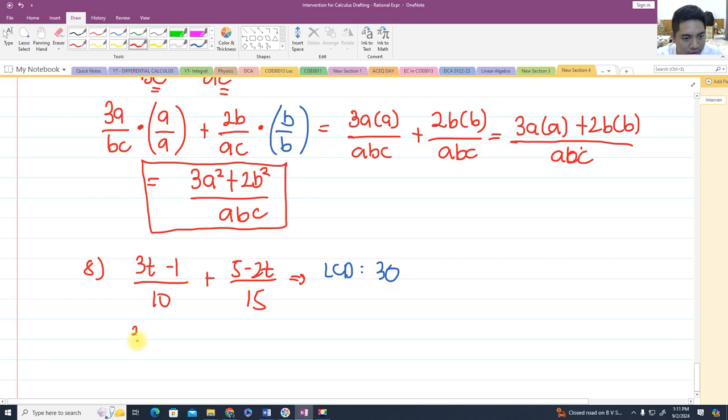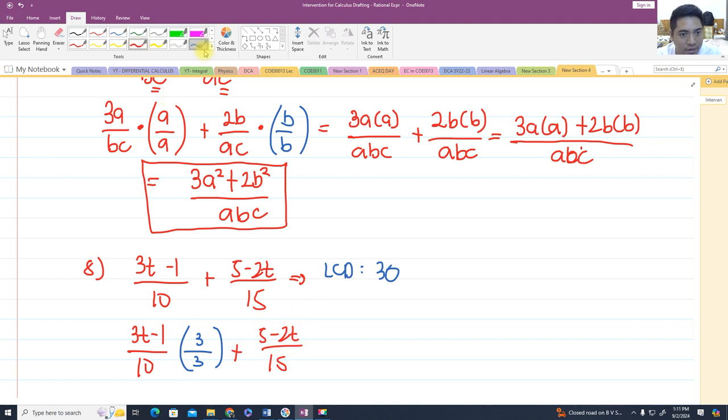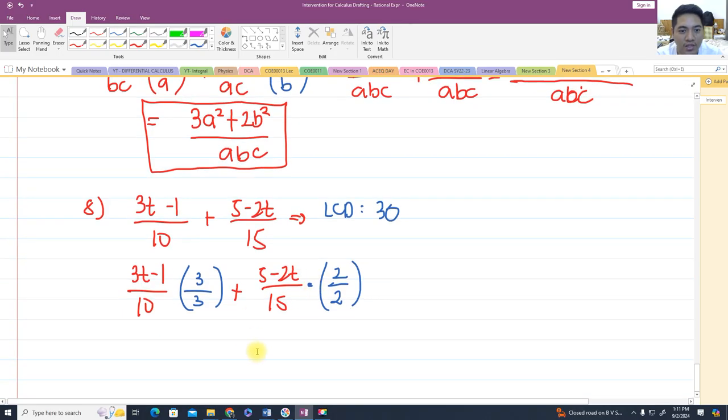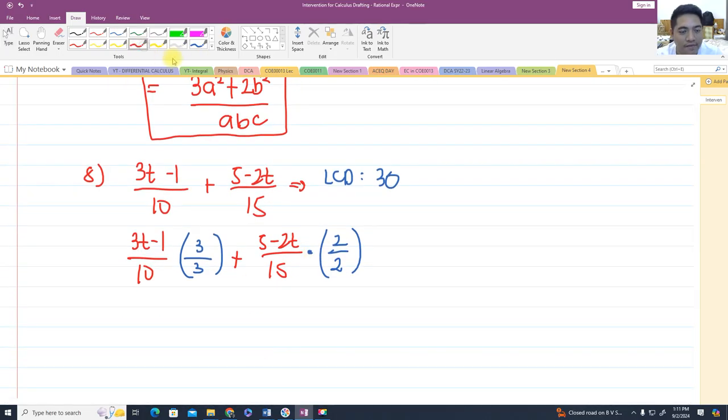So now what I'm going to do is multiply it just to make the denominator equal to 30. So I'm going to have 10 times, of course, 3. So 3 all over 3. Plus you have 5 minus 2t, 15. Of course, where do I multiply this to make this 30? Of course, 2. So that should be 2 all over 2.